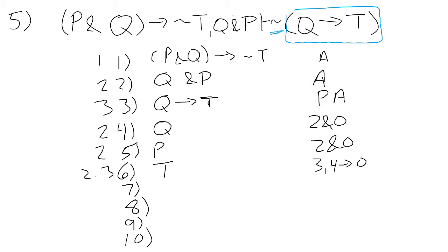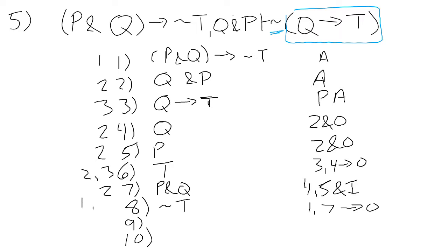Now I can build the antecedent to my conditional statement in line 1. So I can do P and Q. 4 and 5, ampersand in. 4 and 5, that's going to be just 2. And now I can toss this into my conditional statement in line 1 to get tilde T. So that's going to be 1 and 7, arrow out. 1 and 7 have 1 and 2. And here is my contradiction. I've got a T and a not T, so I can put those two together.